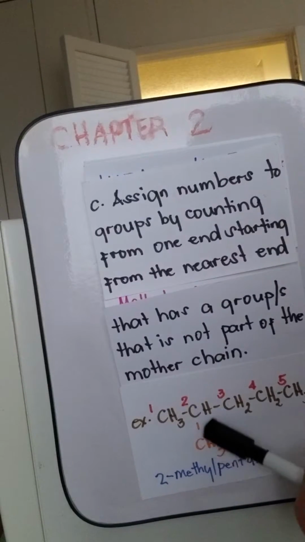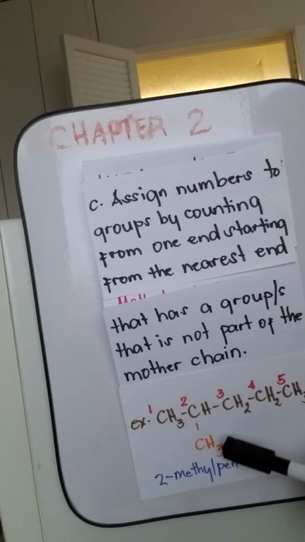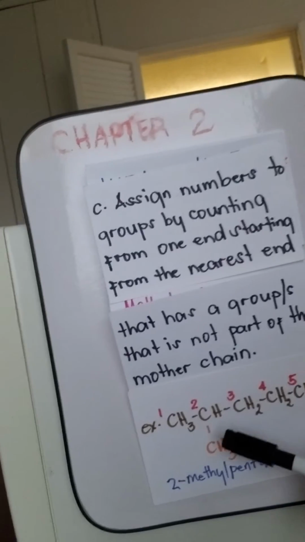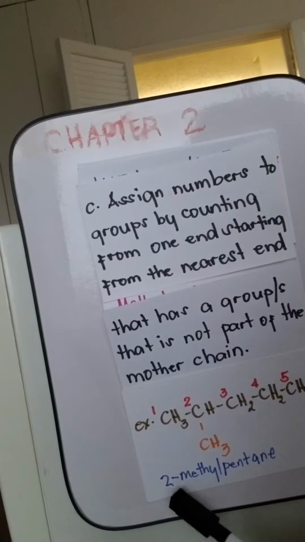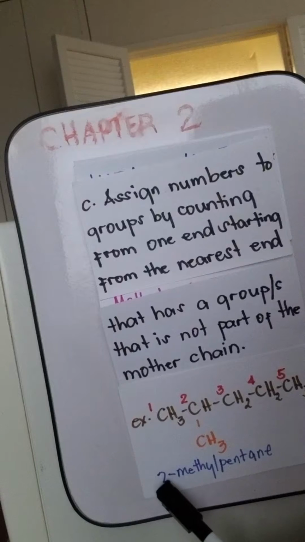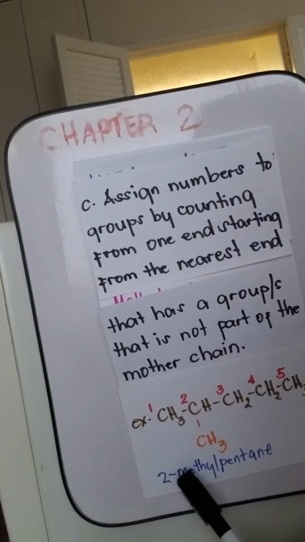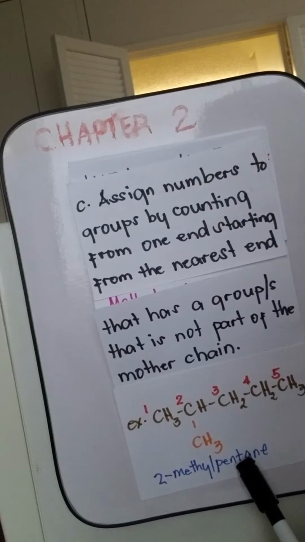Now to name the structure, since your methyl group is what we are going to use as our prefix, and since it is attached to the second carbon atom, you're going to say 2, meaning this is the carbon atom it is attached to, dash, because between a number and a name you separate them with a dash. Then the name of the group attached to the second carbon atom, which is the methyl group, followed by the name of your parent chain, which is pentane.